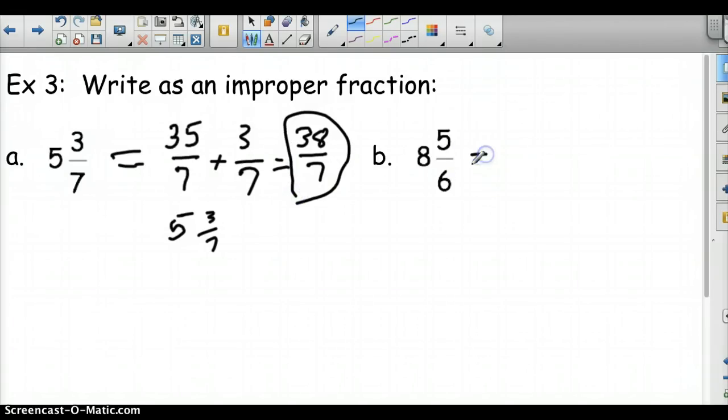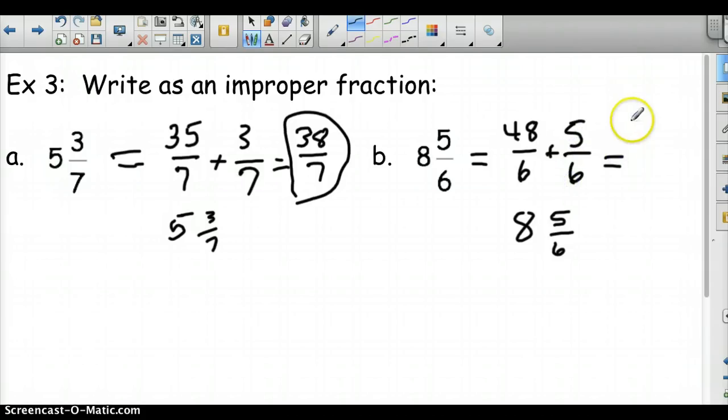Let's do another one here. 8 and 5/6. Well, 8 times 6 is 48. This means that 48 divided by 6, that's the 8 part. Well, we need 8 and 5/6. If we add the 5/6 to the 48/6, we should end up with 53/6. That's a final.